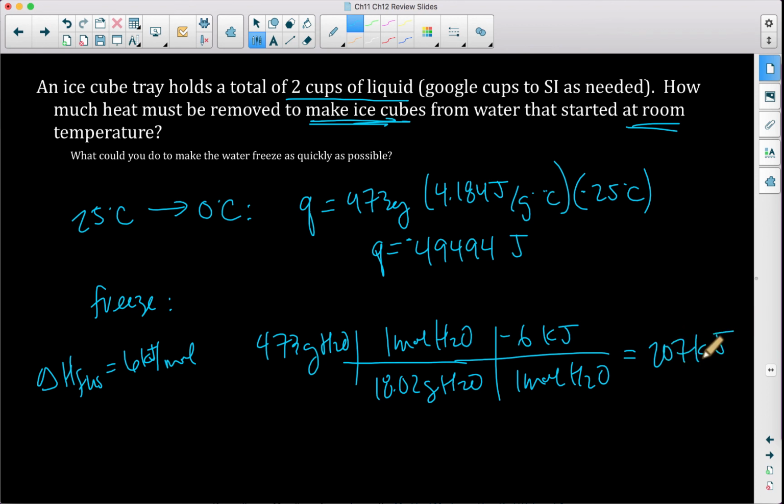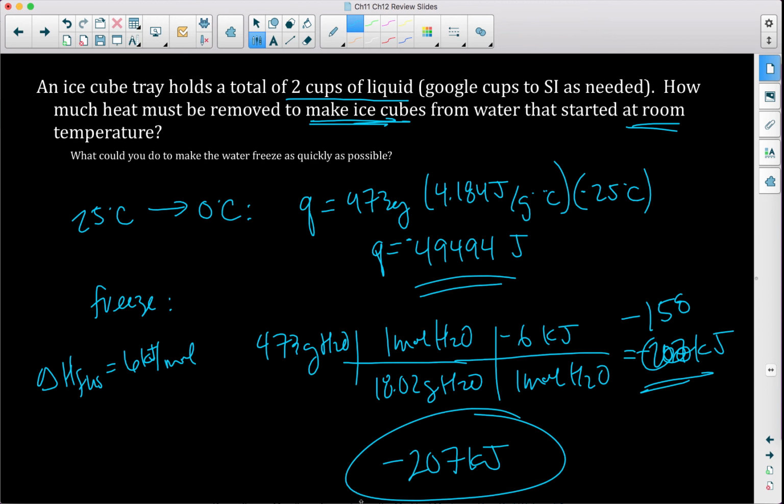Now what? We're going to take these, add them together, and turn this into kilojoules, and then my total heat is going to be, oh, no, never mind. This is actually 158. And then the total is this much heat that must be removed to make my ice cubes from water that started at room temperature.